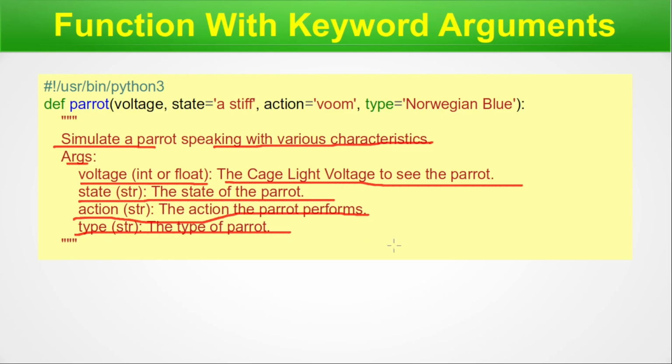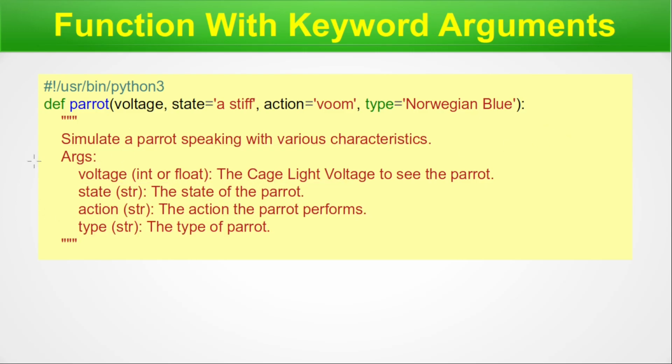Type is the type of the parrot. The parrot could be different types. So here is a Norwegian Blue. It could be different species of parrot. So here you can see we have 4 different arguments and they mean different things. Now let us move on to the next slide where the function is defined and called.